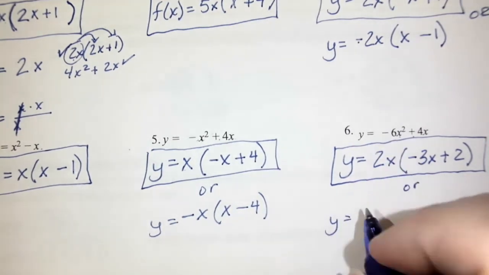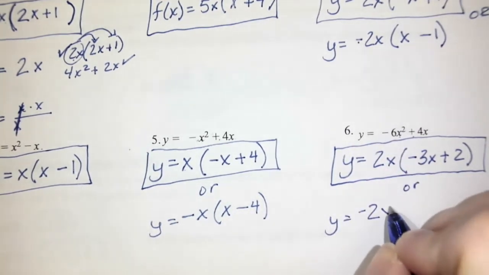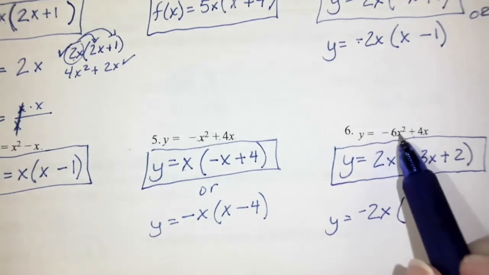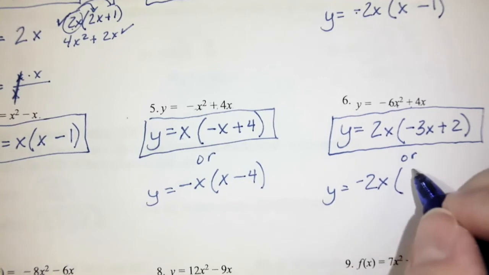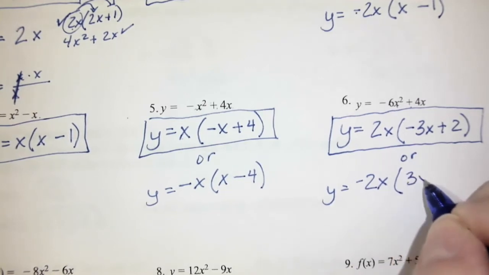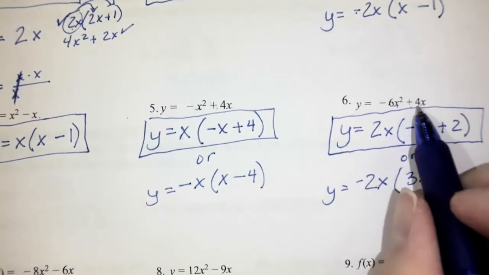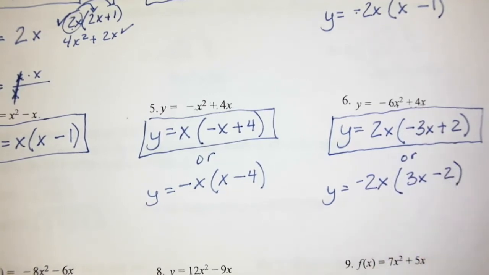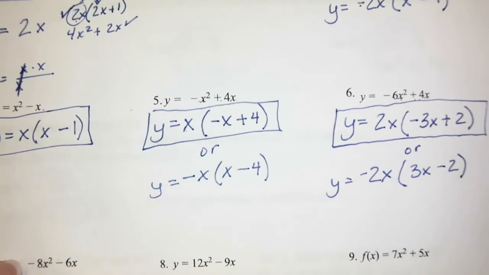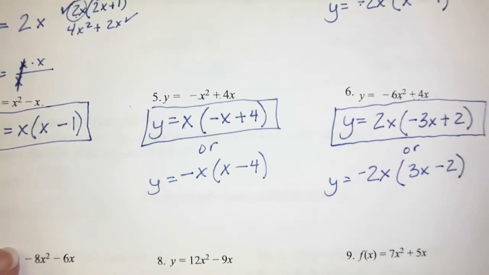And if you factored out the negative, so again, you could have a negative 2x here. Negative 6x squared divided by negative 2x is going to give you positive 3x. And then 4x divided by negative 2x will give you negative 2. And you can check those with your check step by distributing.